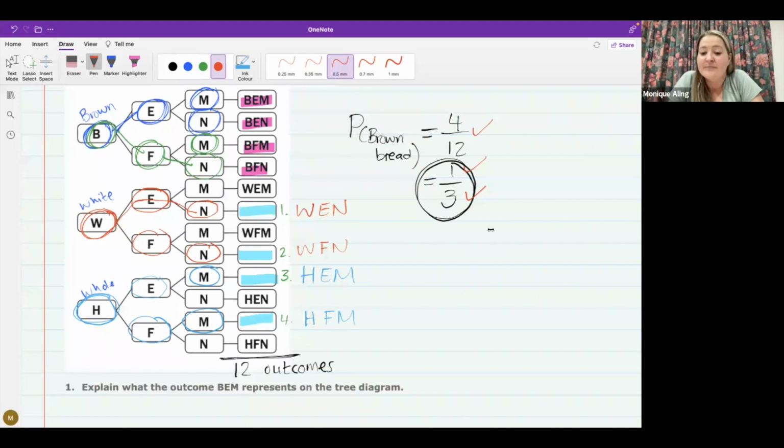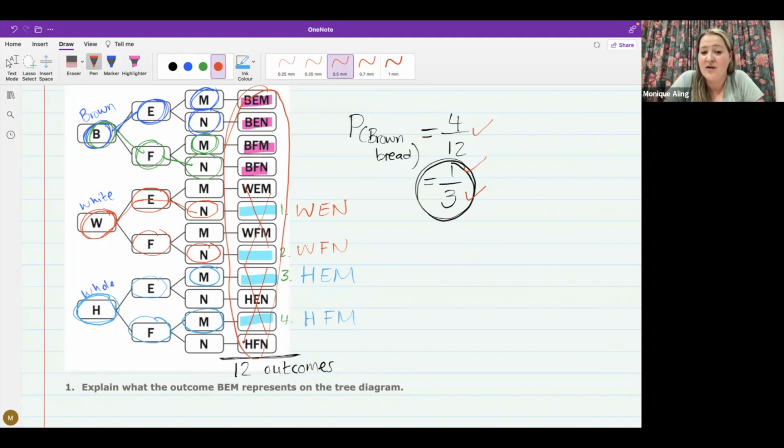Ma'am, your question said how many sandwiches will be made out of brown bread, right? Yes. So we don't look at the fact that there is 3 kinds of bread, which is brown, white, and whole wheat. Well, we do. So remember, all these outcomes on the side here that I'm going to circle now, those are the only outcomes we have. But now I'm not going to include the white bread and the whole wheat bread because I just want to know what is the chance of getting brown bread. So that's why I only looked at the brown.